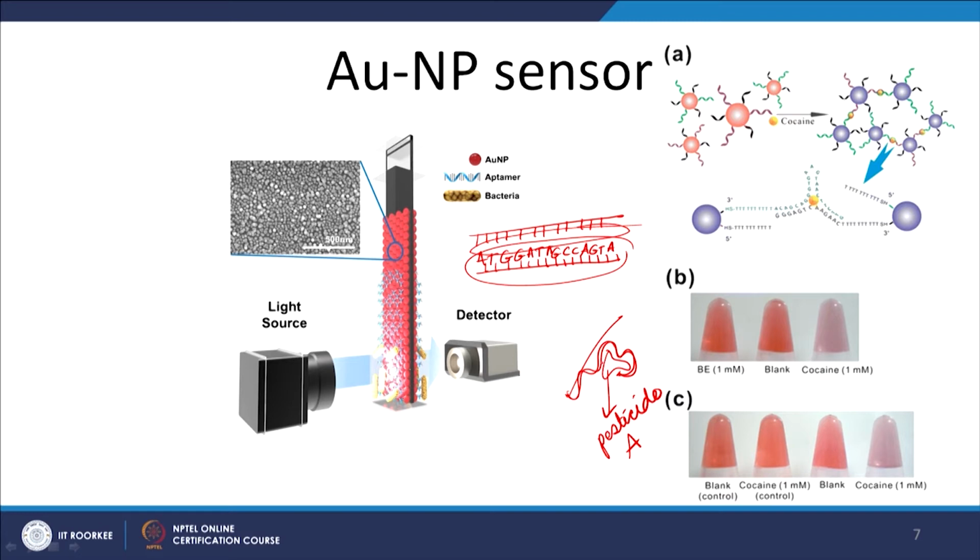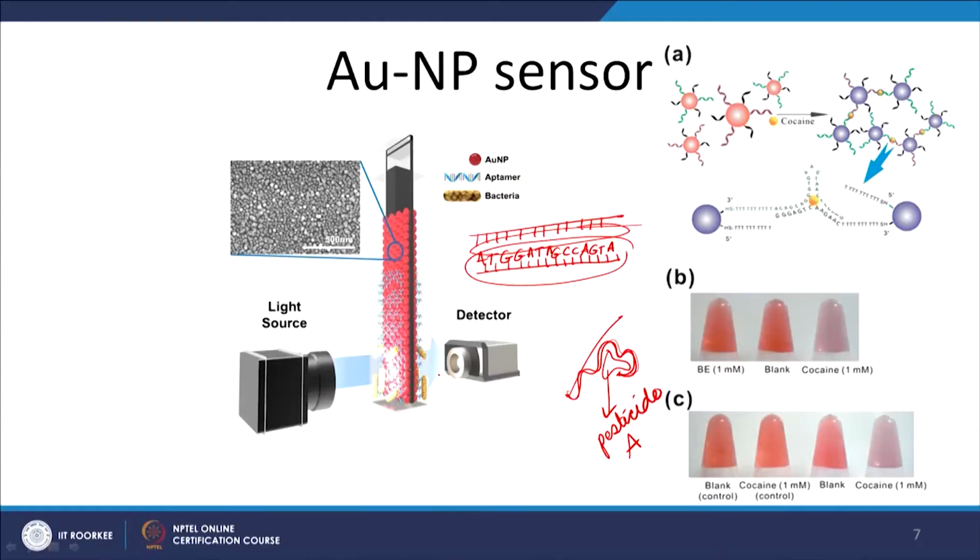So, if this is your conformation for aptamer A and it fits perfectly with pesticide A, once it does, we can transduce this into a readable signal. So, what you have here are these red gold particles, gold nanoparticles, and then aptamers attached to them. The bacteria that happen to have proteins or sequences on their surface which are specific to the aptamer attached will attach here, and when they attach here, you can shine a light source and you will see a difference in the visual properties.